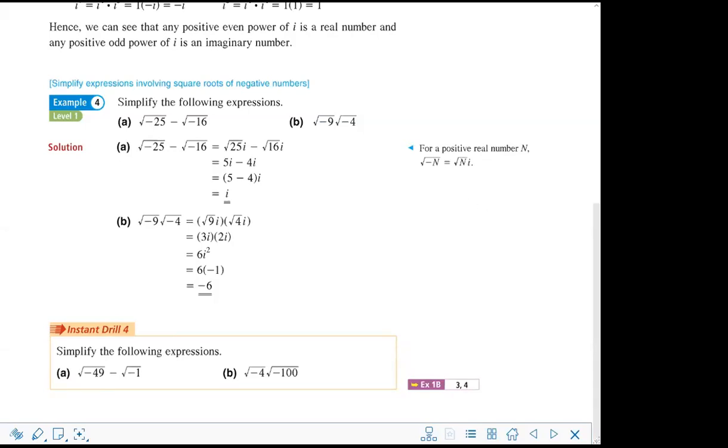Example 4. 好啦，呢度留意啦，呢個即係比較容易錯嘅，通常呢啲同學。Okay. So let me cover this first. Part A.